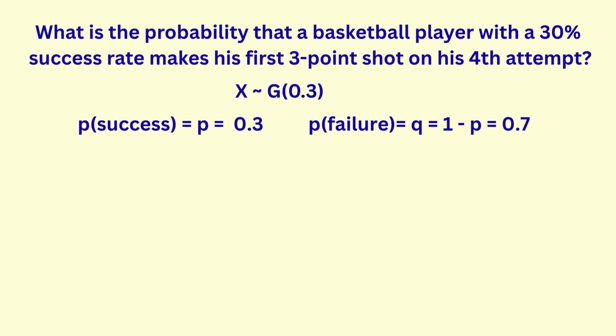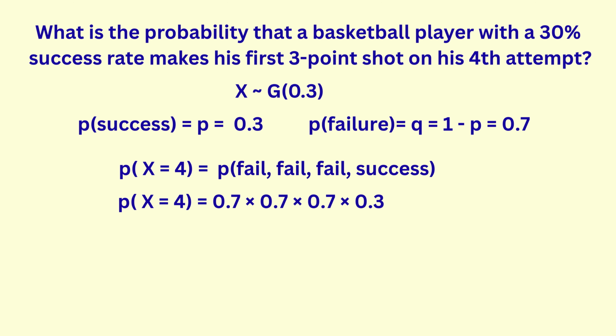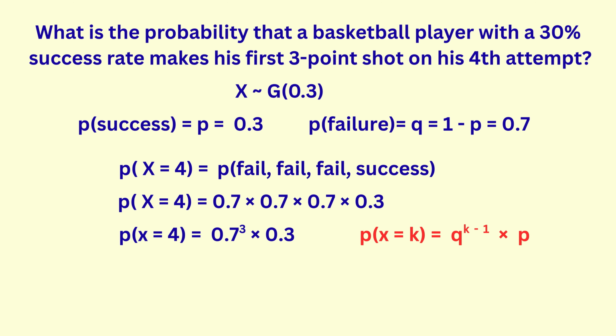We want the first success on the 4th attempt. This means the player misses the first 3 shots and makes the 4th. So we multiply the probabilities of 3 failures, then a success, to get 0.7 raised to the 3rd power times 0.3 to the 1st power, which is just 0.3. Notice in the formula, the value of k is the same as the value x. That's the trial on which the first success occurs. In this case, 4.